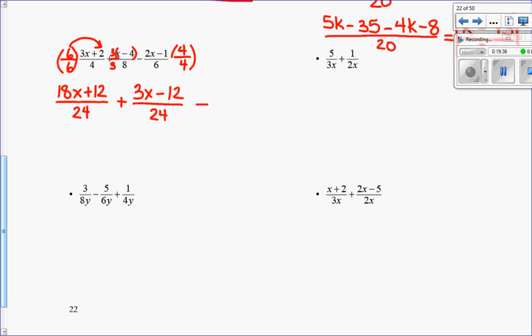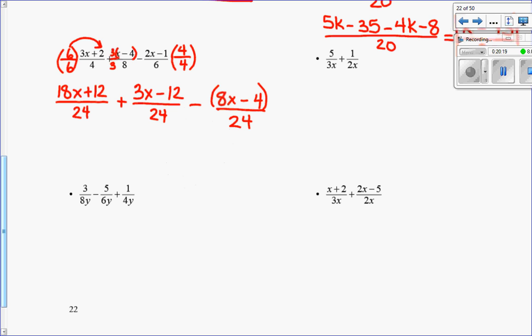And then I'm subtracting, and let's multiply 4 by both the 2x and the negative 1. So 4 times 2x is 8x. And 4 times negative 1 is negative 4. Now don't forget, because you have this minus sign right here, this is very important. It means we're subtracting this whole amount there. So put a bracket around that so that you remember to multiply negative 1 times the 8x and negative 1 times that negative 4. That's going to change some signs. And that's all going to be over a common denominator of 24.